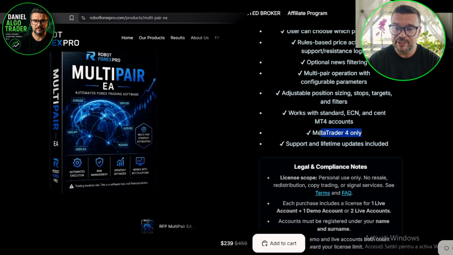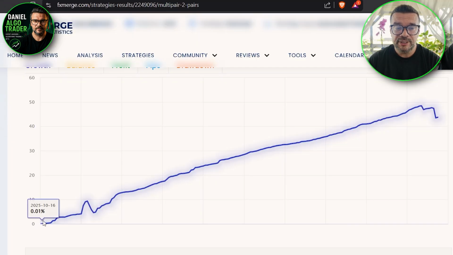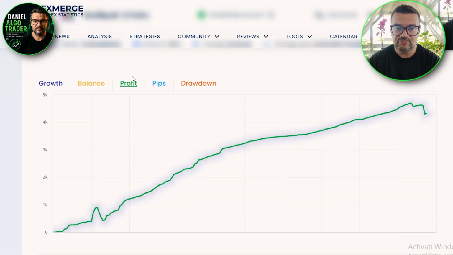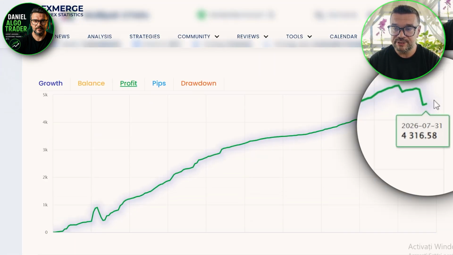This, same as the Japan strike, works only on the MetaTrader 4 platform. And here you can see the history. I started in the month of October, a month after the Japan strike. So the first month in September, I only traded Japan strike. Then I started with the Multipair in October. And overall, I am at 43.7% profit. And speaking of profit, I'm at $4,316 in profit.